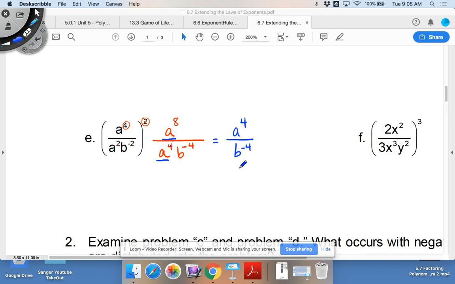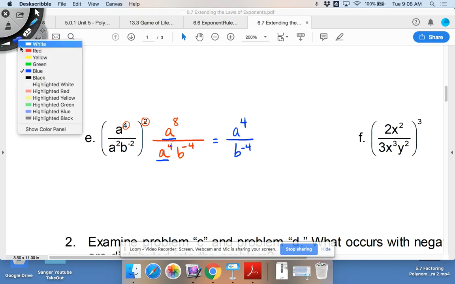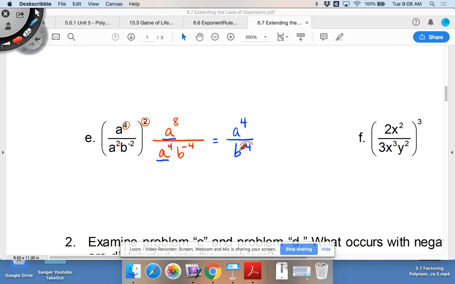Is it okay to have a negative exponent? No, that's not simplified. It's not proper. So what we learned yesterday is when we have a negative exponent, then the entire thing gets to move to the other side of the fraction bar and the exponent turns positive. So this is going to actually move up top and the exponent would be positive. So our final answer would be a to the 4th, b to the 4th.